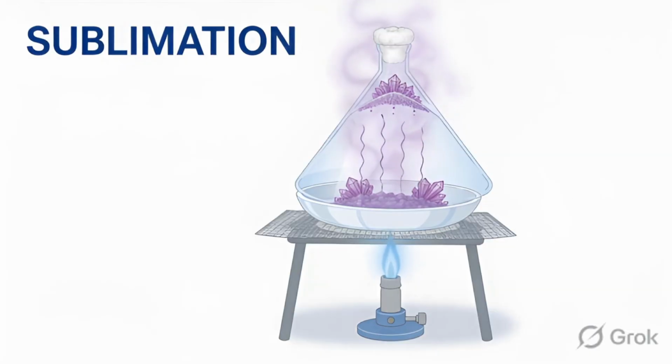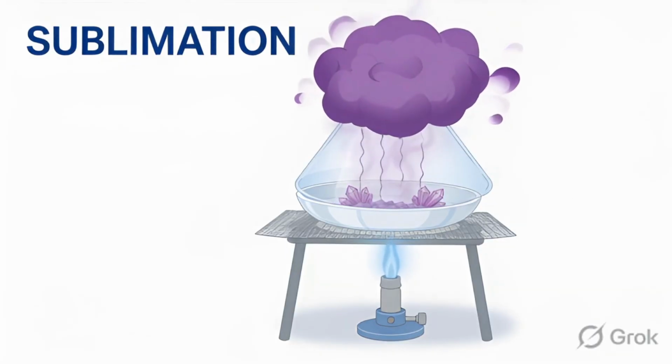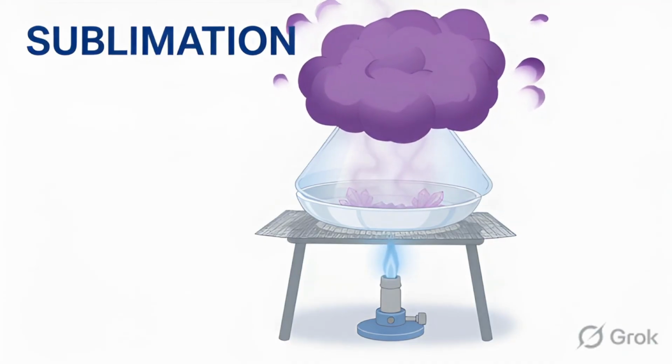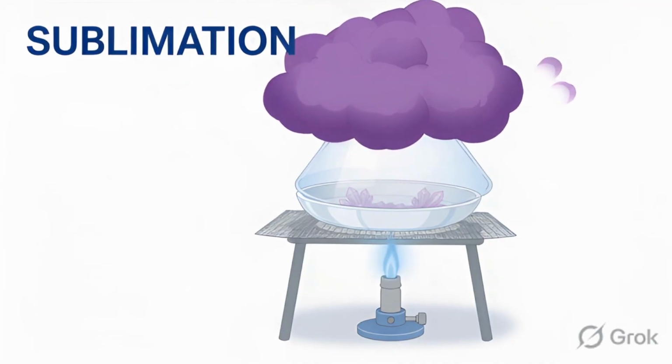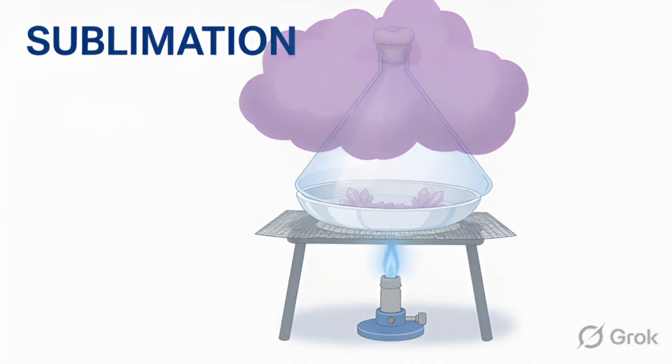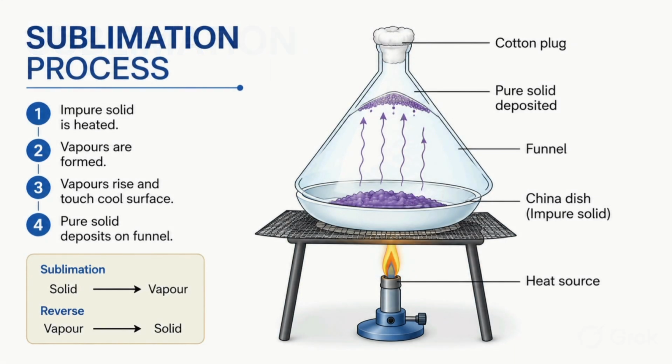In this diagram, the impure substance is heated in a china dish. The vapors rise upwards and get deposited on the cool funnel surface as pure crystals. Examples of sublimable substances include camphor, iodine, ammonium chloride, and menthol. For instance, camphor tablets slowly disappear in open air due to sublimation. Similarly, naphthalene balls used in cupboards also sublimate gradually.